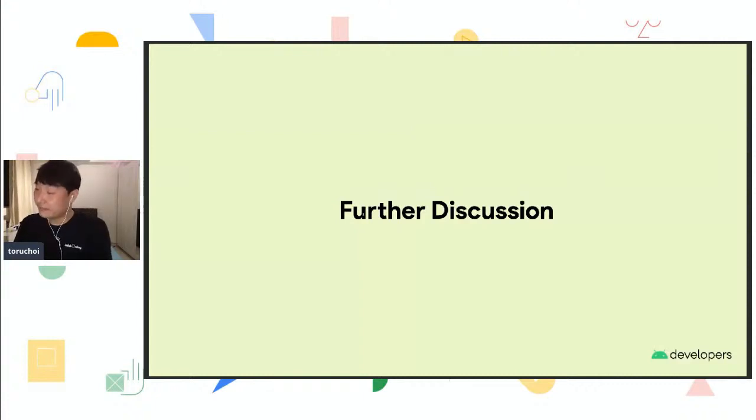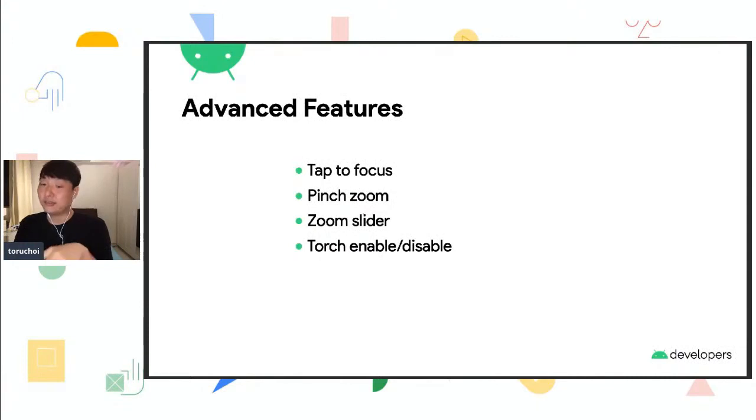I quickly glanced at all the fundamental things about CameraX. CameraX also provides features such as tap to focus, pinch zoom, zoom slider, torch enable and disable. Tap to focus, pinch zoom or zoom slider is a function given by the UI widgets of Android, such as gesture detector or seek bar or any buttons, to enable or disable, or make the zoom level bigger or shorter. I will not bring any code snippet here about these advanced features, but if I have a chance, I would like to introduce them someday in the future.